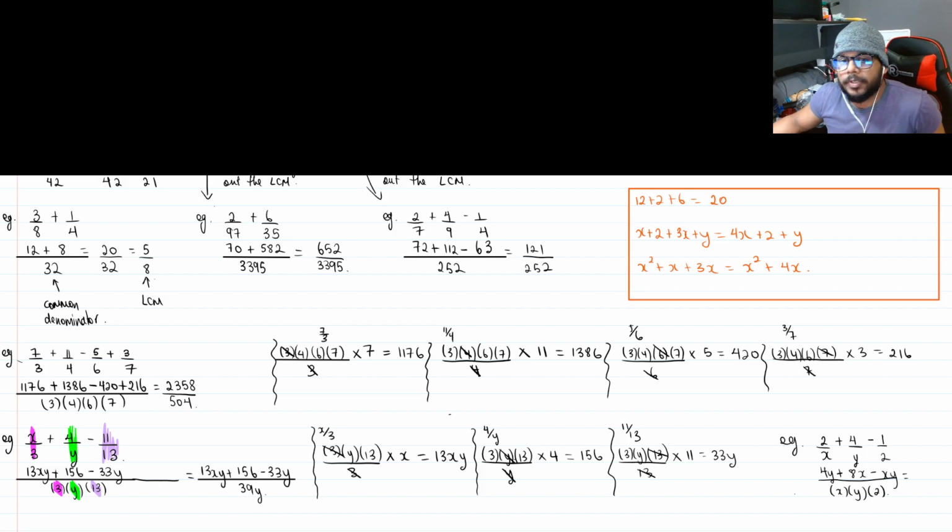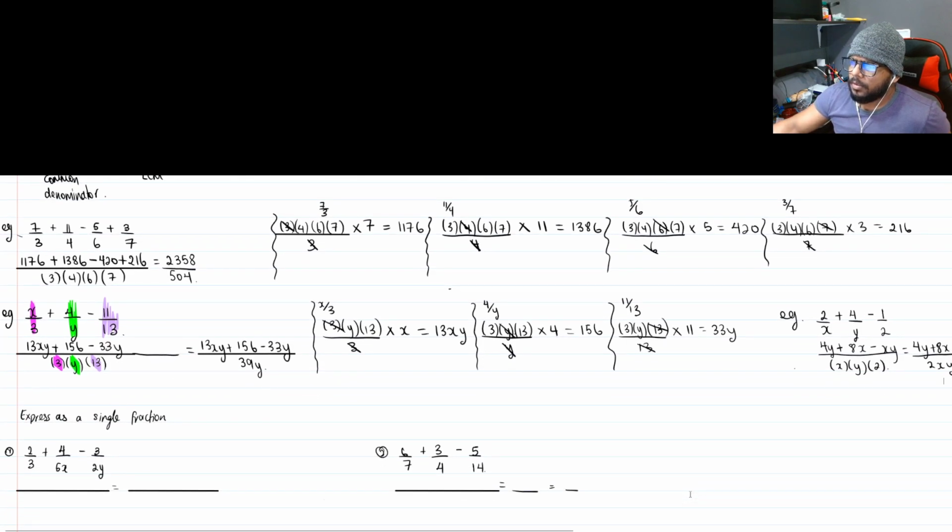And now to express it as a complete fraction, it'll be 4y plus 8x minus xy over, and now I multiply out my big denominator, 2xy. And we usually put the numbers in front of any variables.